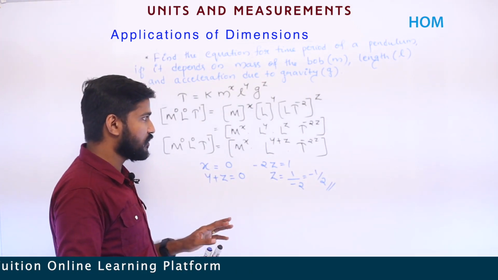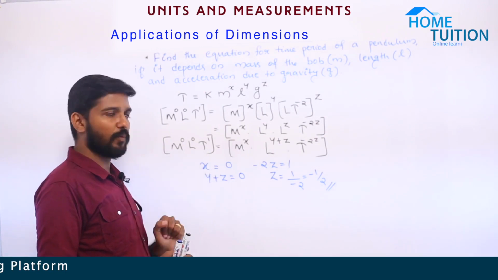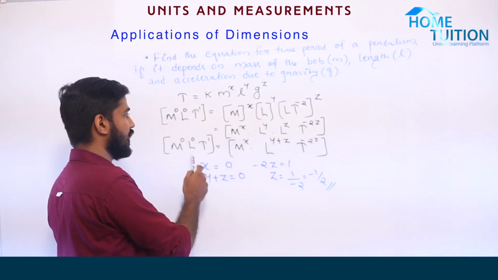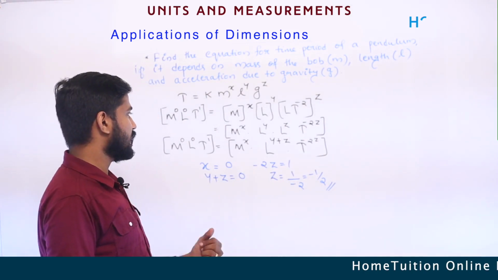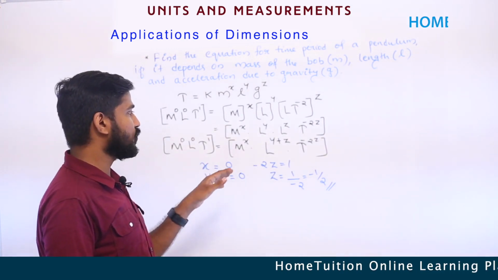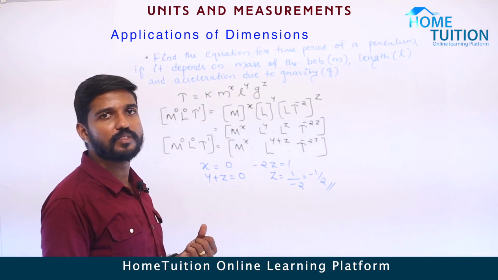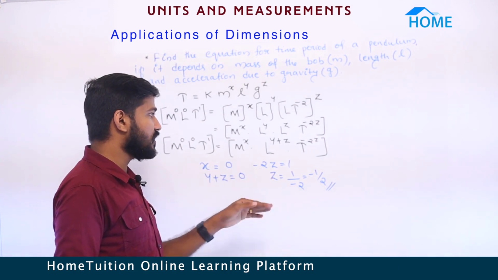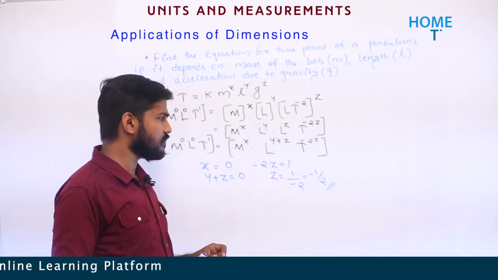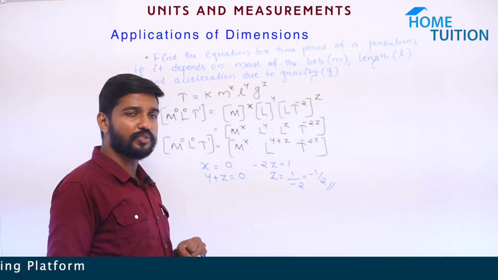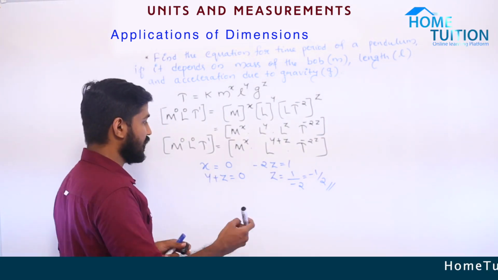So what I was doing here: m raised to 0, this is m raised to x, so x equal to 0. Here it is y plus z and l raised to 0, so y plus z equal to 0. And here it is minus 2z and t raised to 1, so minus 2z equal to 1 and z equal to minus 1 by 2. Now substitute z equal to minus 1 by 2 in the second equation, y plus z equal to 0.